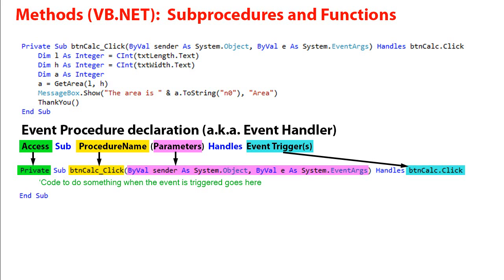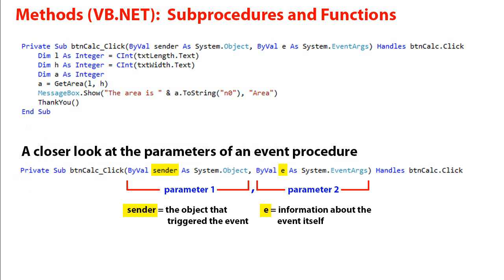Now we've seen that there are some things inside parentheses that to date we've pretty much ignored, and those are all called parameters. They give me some information about the object and the event that triggered this code. And then we've seen that we can handle different events, and I can handle multiple events by separating them with a comma. So we have the Handles keyword, and then the events are listed in terms of object dot event. Then we have some code that does something when that event is triggered, and it is completed with an End Sub statement.